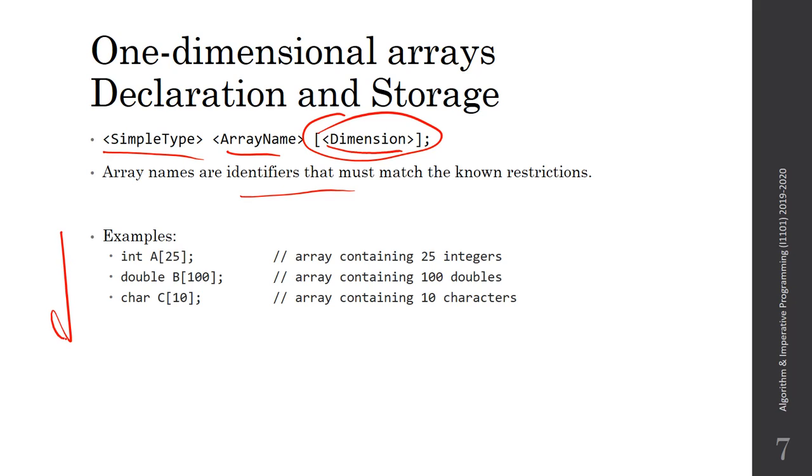Here are some examples of arrays. First we have an array A of integers, and it contains 25 elements. We have a second, double B[100], an array of 100 double elements. And last we have char C[10], which is an array of 10 characters.